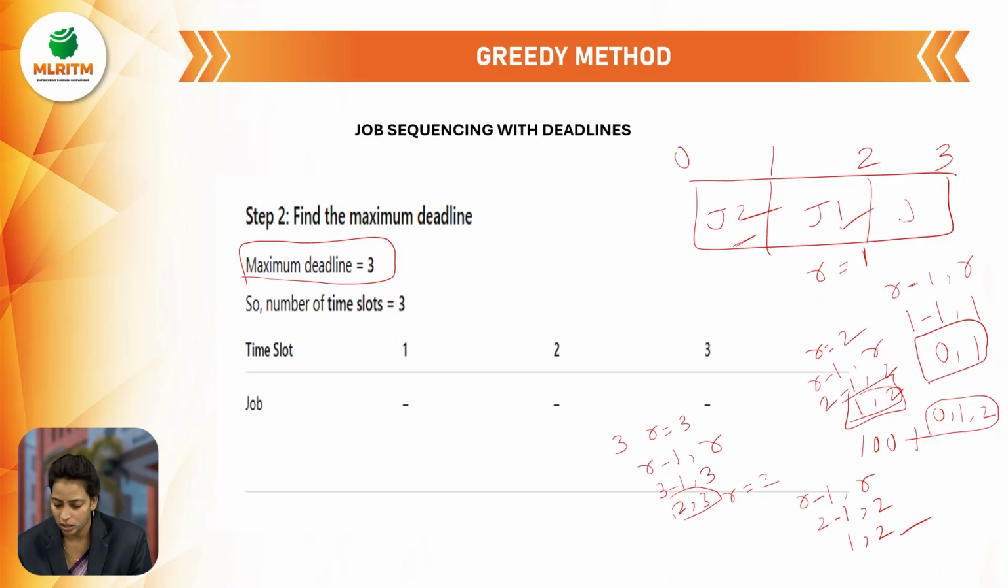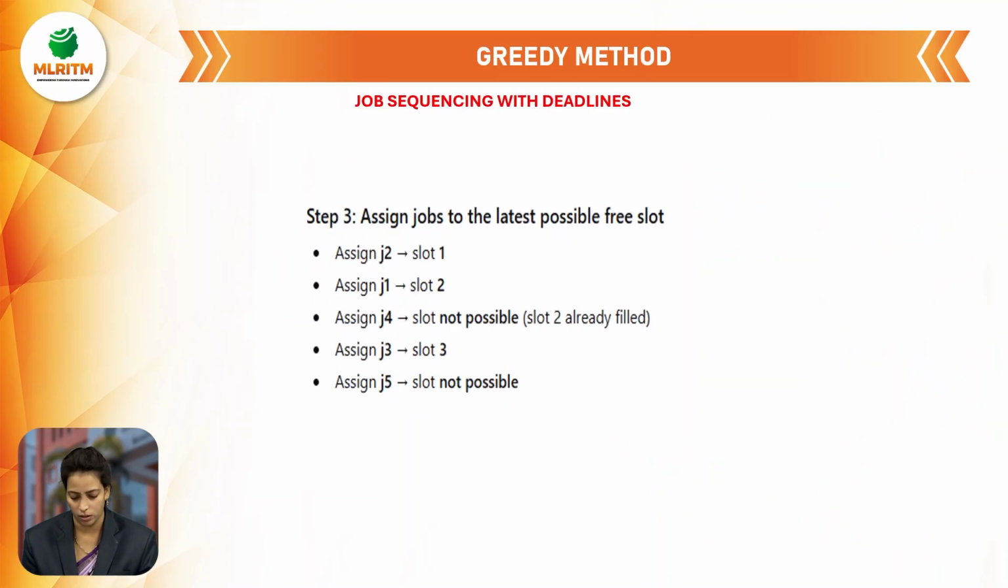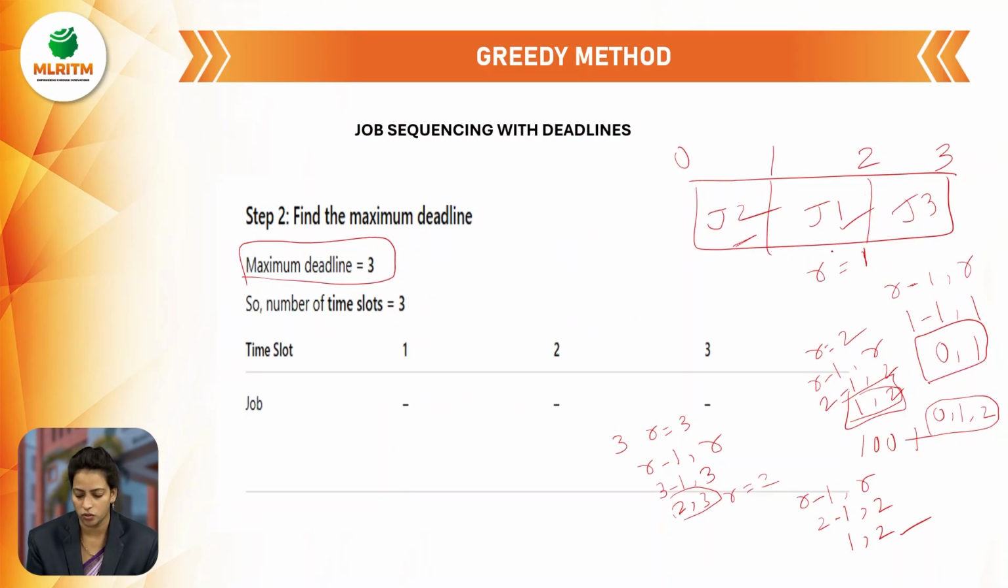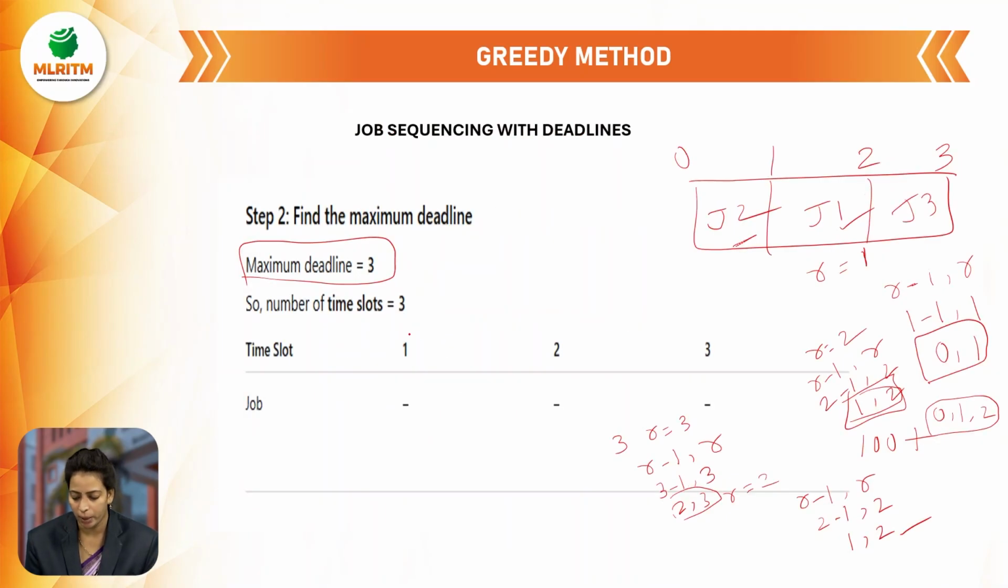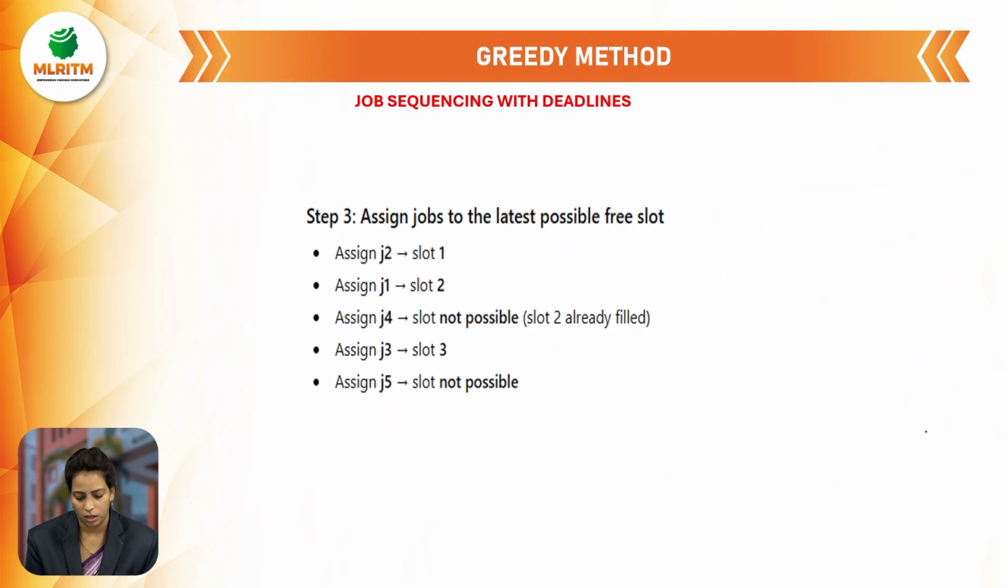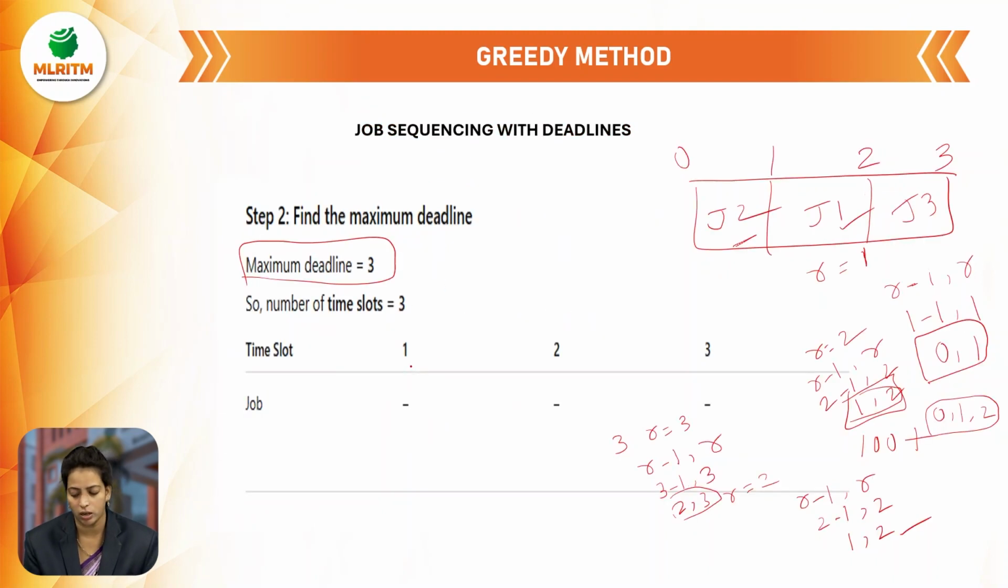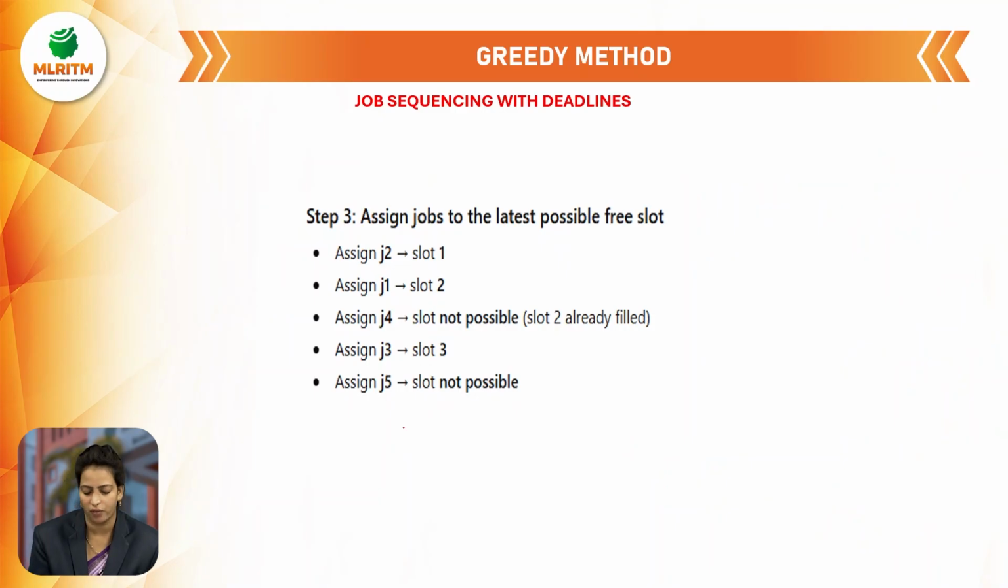So allocate J3. So first we assign J2. Which slot? First slot. Next we assign J1. Which slot? Second slot. Next J4. Slot not possible. Why? Because 0 to 1 is already allocated to J2 and 1 to 2 is allocated to J1. So J4 is rejected. Next assign J3. Which slot is allocated to J3? Third slot. Is there any other time slot? So J5 is not possible because there is no time slot, right?